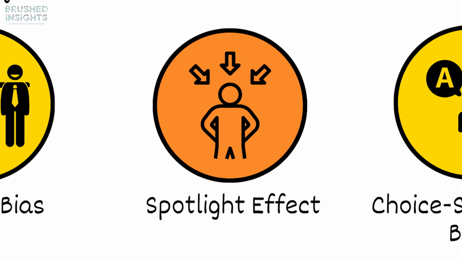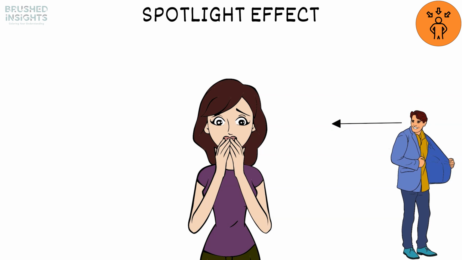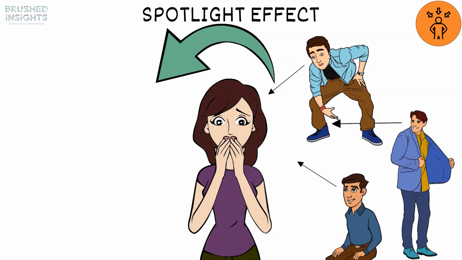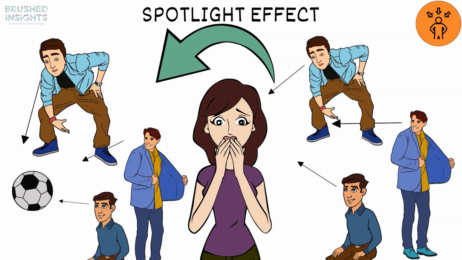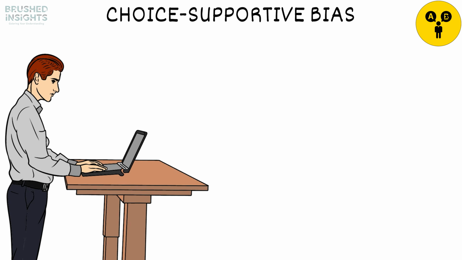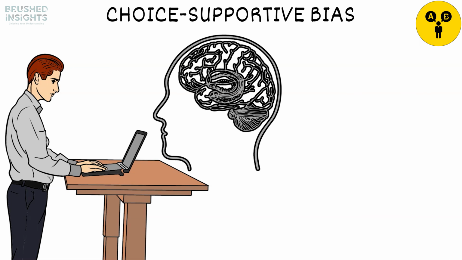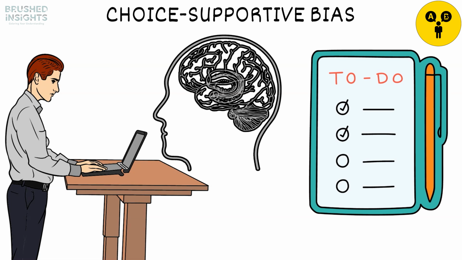Spotlight effect. It is a feeling of being constantly under scrutiny stemming from an exaggerated belief in how much others pay attention to our appearance or behavior. Choice supportive bias. The choice supportive bias is the inclination to recall our choices as superior to what they truly were. This bias arises from our tendency to attribute more positive characteristics to the options we selected while ascribing negative traits to those we did not choose.